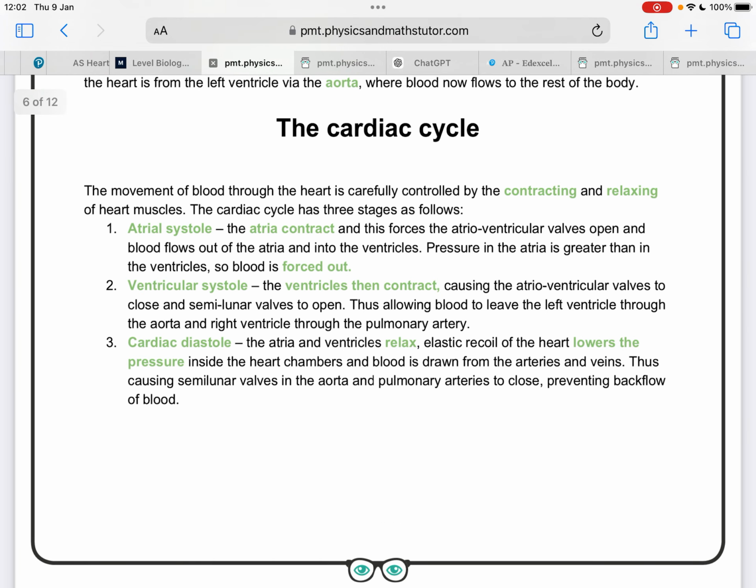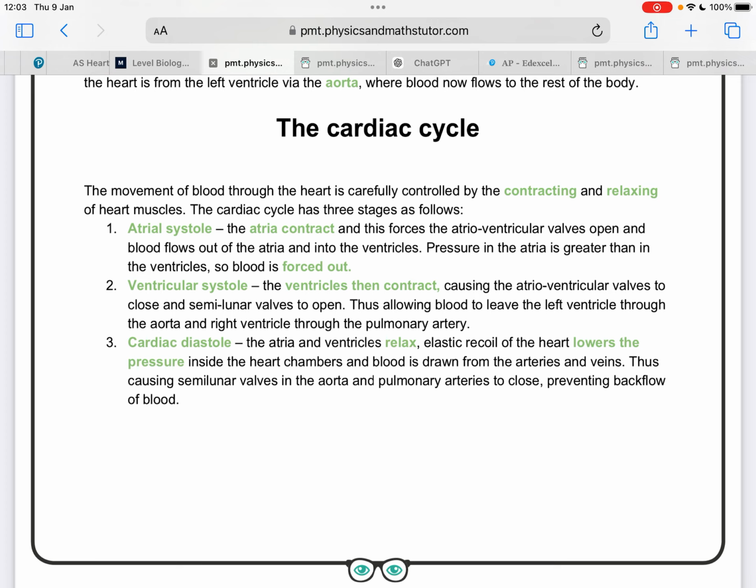So basically, in more detail, in the atrial systole, the atria contract, and this forces the atrioventricular valves open and blood flows out of the atria and into the ventricles. Pressure in the atria is greater than in the ventricles, so blood is forced out. In the ventricular systole, the ventricles then contract, causing the atrioventricular valves to close and the semilunar valves to open, thus allowing blood to leave the left ventricle through the aorta and the right ventricle through the pulmonary artery.